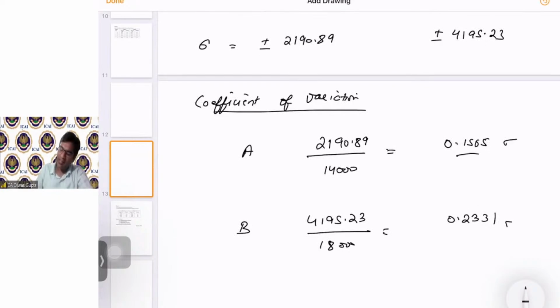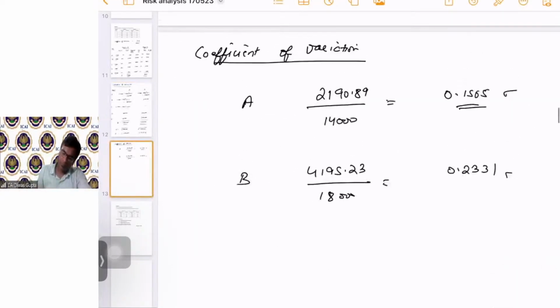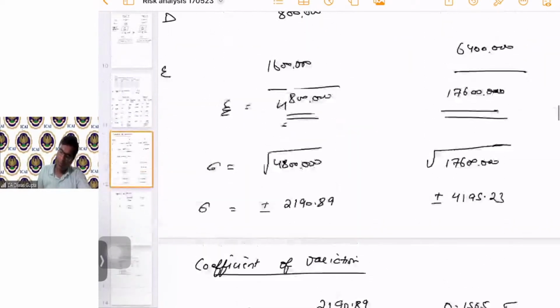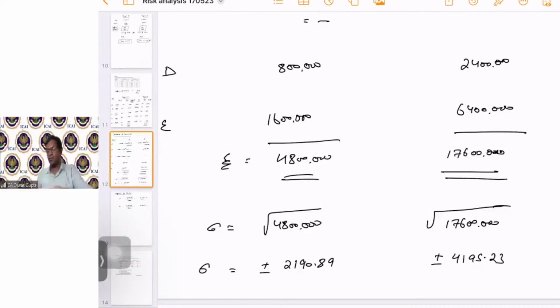Project A is having a lower coefficient of variation. That means project A is better because for 1 unit of mean, I am getting a lower risk in project A. I'm just displaying it for all your benefit to note it down, and then we will probably move to the next part.